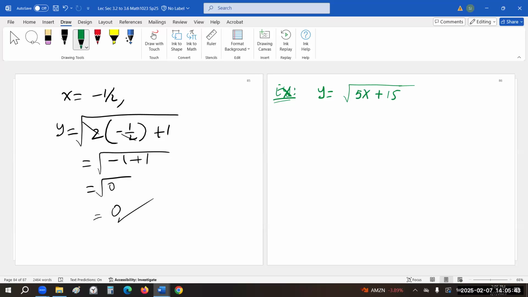Now 15 is too easy. Let's say 17. 5x plus 17. So what types of number can you plug in here? Starting from which number until which number? 0, yes, you can plug in 0, no problem. But can't you plug in anything smaller than 0?